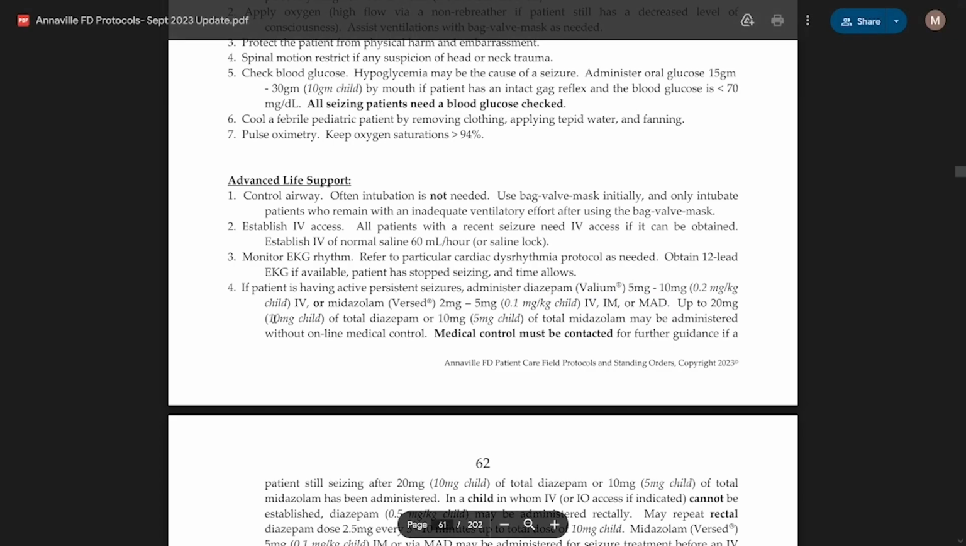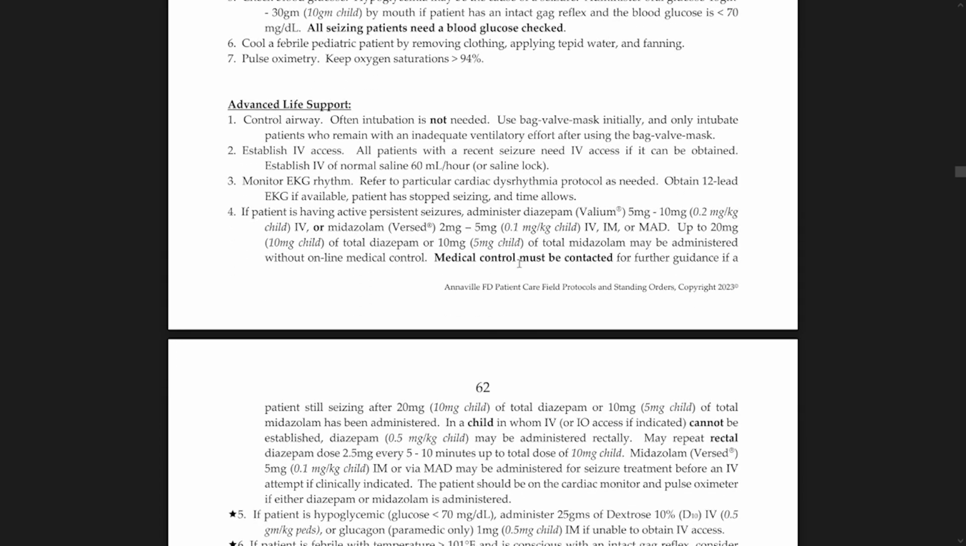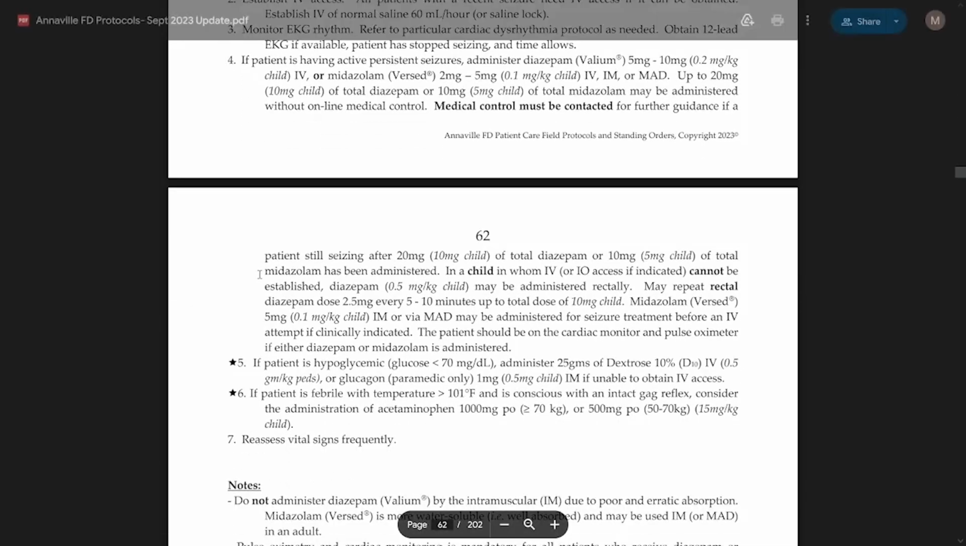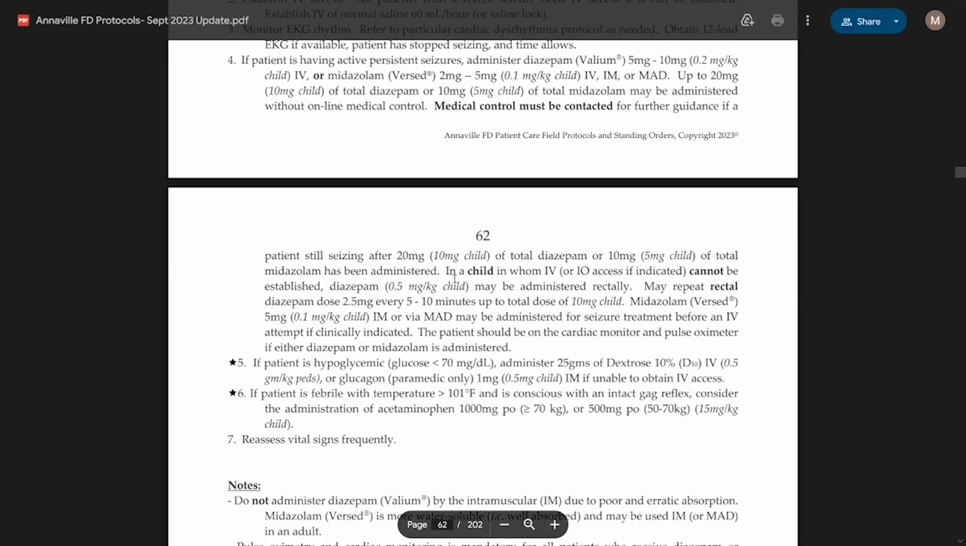Up to 20 milligrams, or 10 milligrams for a child, of total diazepam can be administered over time, or 10 milligrams, or 5 milligrams for a child, is the max use of midazolam or Versed without online medical control. Medical control must be contacted for further guidance if a patient is still seizing after 20 milligrams or 10 milligrams of total diazepam, or 10 milligrams or 5 milligrams of total midazolam has been administered.